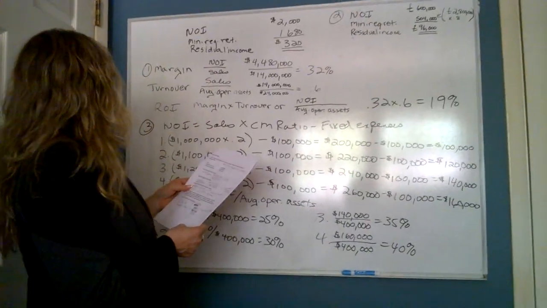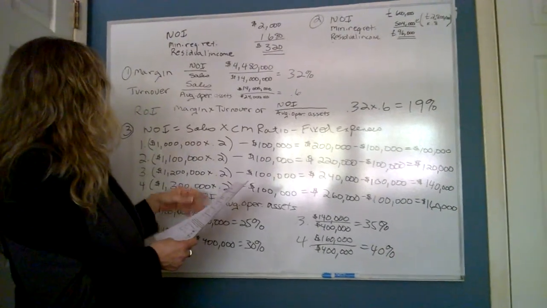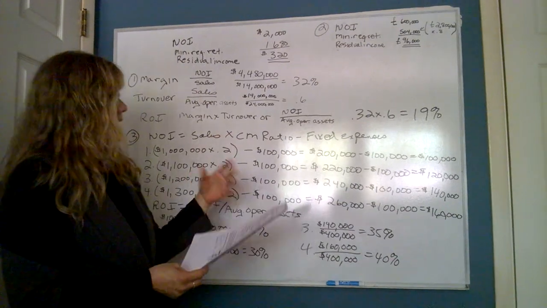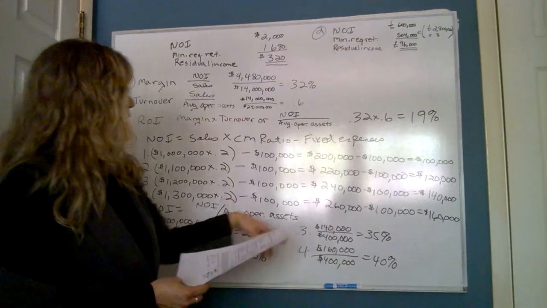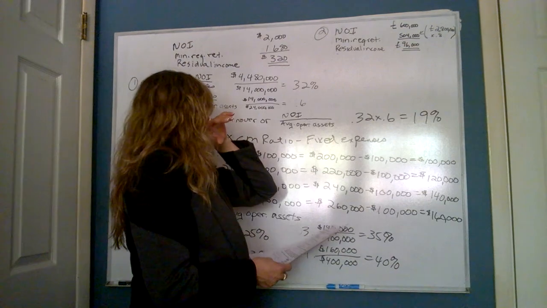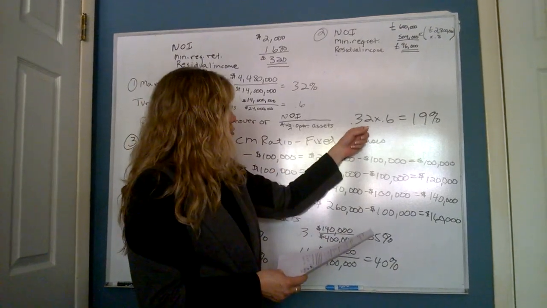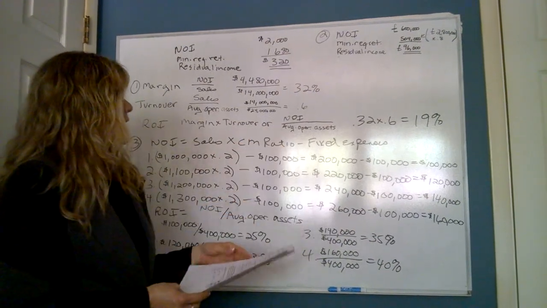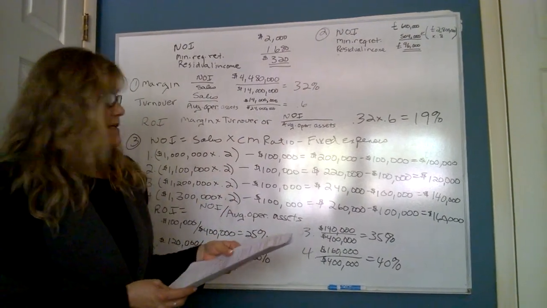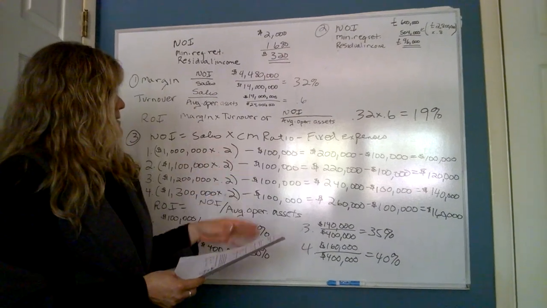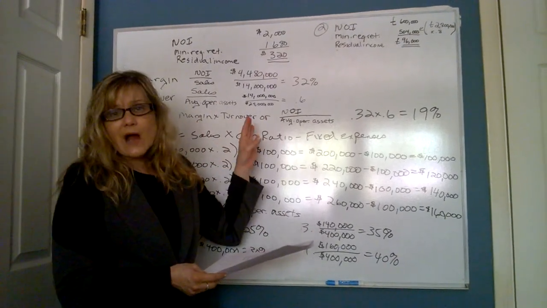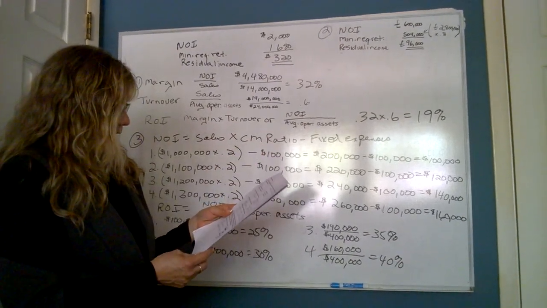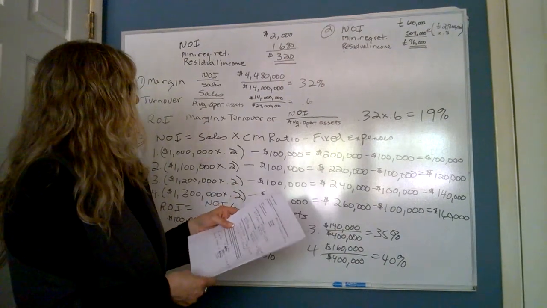And the last one is our ROI, return on investment. In this case, there's two ways to calculate it. Either margin times turnover, which is how I calculated it since we had that information, the 32% times 0.6, or the other way is net operating income divided by average operating assets. Either way, you'll get approximately the same answer. It might be a little different due to rounding, but it'll be approximately the same. So when I calculated that, I got 19%. Again, that was a rounded number.